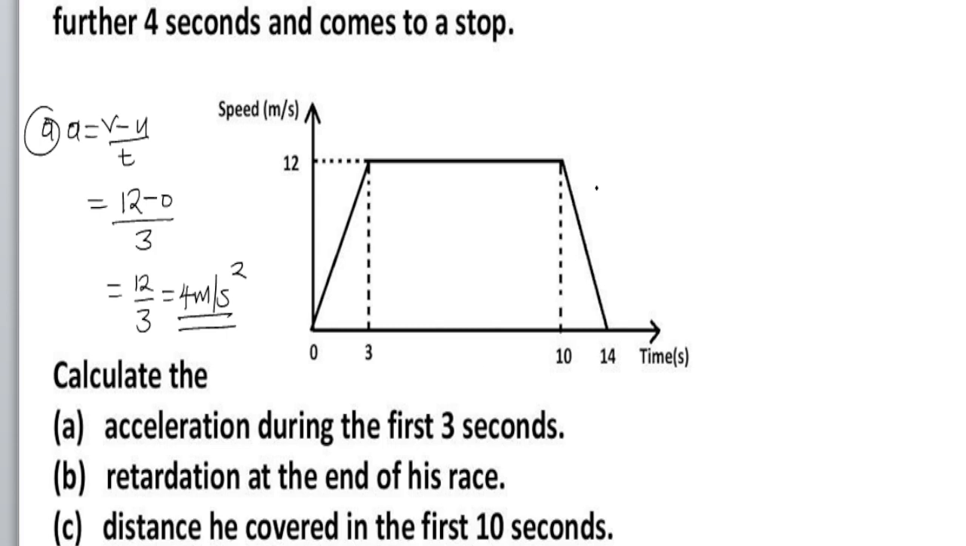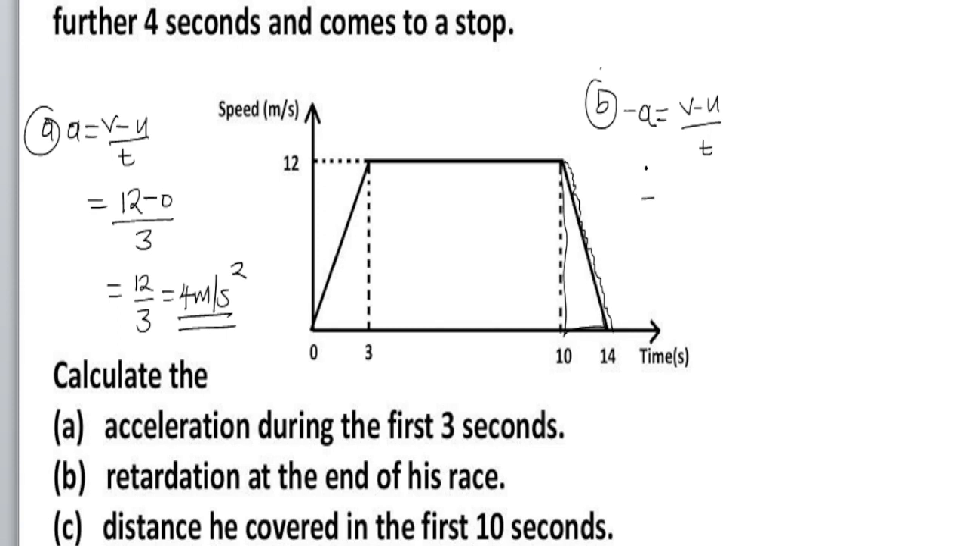Second question, they want us to find the retardation at the end of his race. Now, retardation is found when something is coming down here. This is where retardation is. So coming down. So we're just looking at this distance on this diagram. So now, this is how we find retardation. Retardation is defined as negative acceleration. So this is how you find it. So you say negative acceleration is equal to v minus u over t.